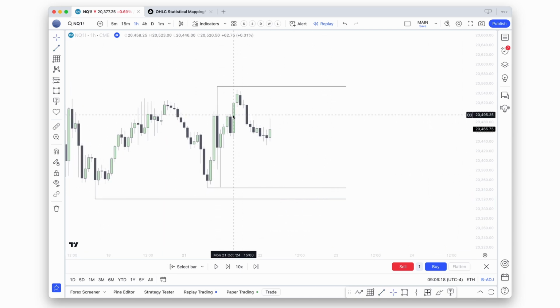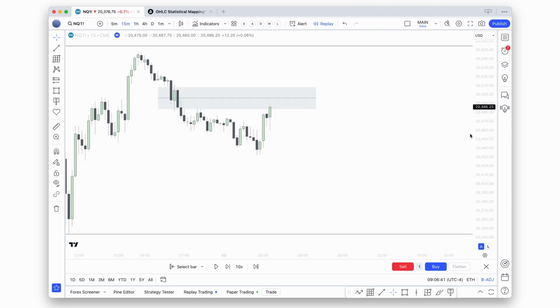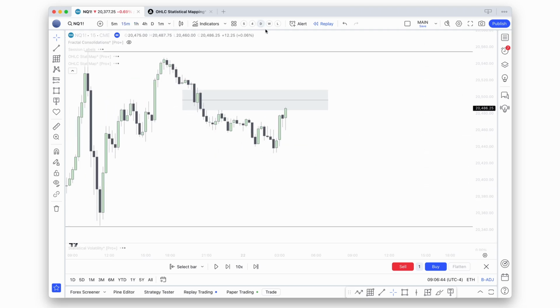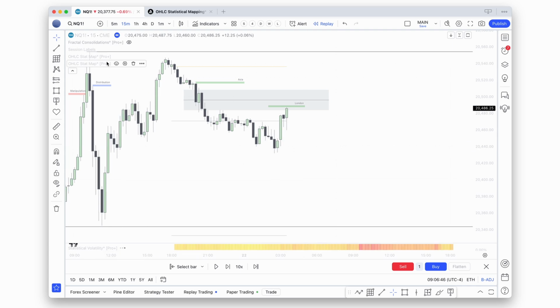Additionally, we closed below this hourly busy and we created a new SIBI. SIBI means sell side imbalance, buy side inefficiency, which basically means it's a bearish fair value gap. So let's go on the 15 minute. Let's review what I saw this morning first.